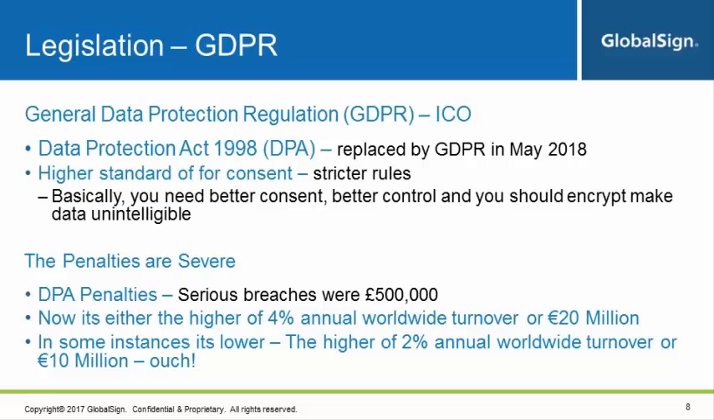Under the DPA, the current penalties, the highest penalty a company can receive for failure to protect user data is £500,000. The new rules make it 4% of annual worldwide turnover or 20 million euro, whichever is higher. So you can see this is an actual game changer if companies do not encrypt data. There are some instances where the penalty might be slightly lower: 2% of annual worldwide turnover or 10 million euro. But can you imagine being fined 10 million euro because you didn't encrypt?